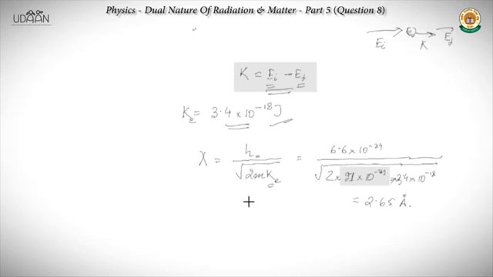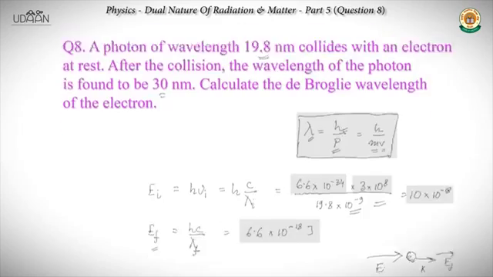Immediately we knew that we can substitute it in this formula, where we knew h, we knew KE, we knew m, and 2 is a constant. So we finally substituted and the answer came out to be lambda is equal to 2.65 Armstrong. So this was question number 8.